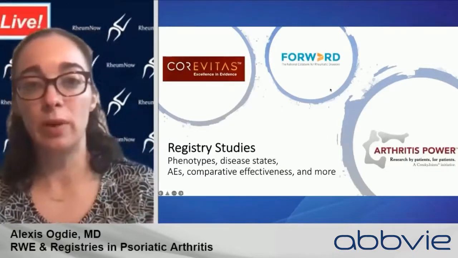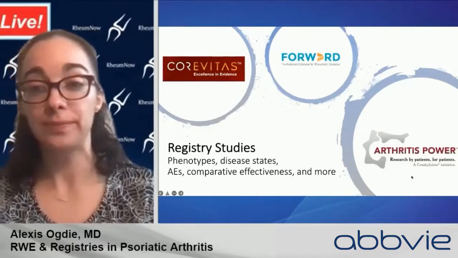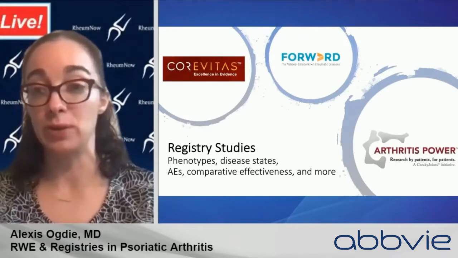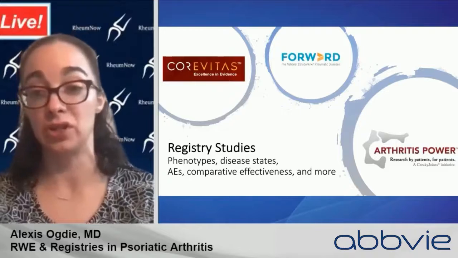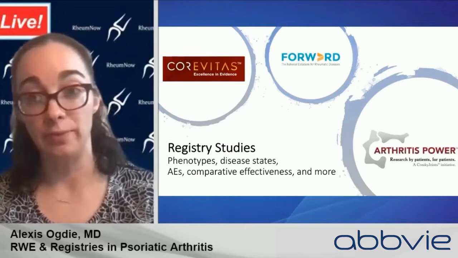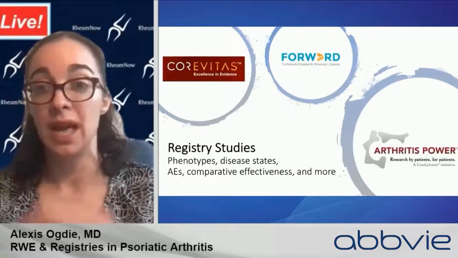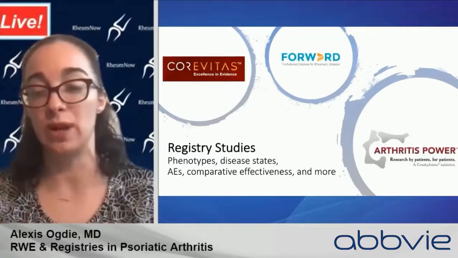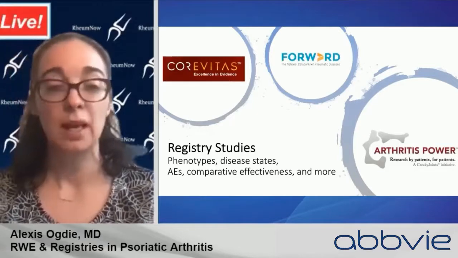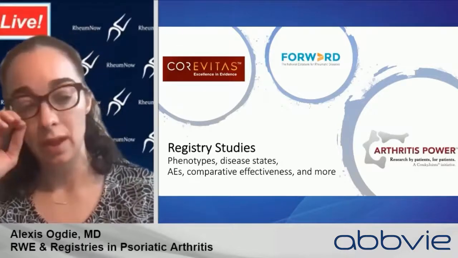In addition to Forward, which is really a patient-facing registry, there's also ArthritisPower. This is a great patient-facing registry for patients with inflammatory arthritis, fibromyalgia, and other conditions as well, including osteoarthritis. They have an app that is really great to use, even as a clinician, to have patients bring in their patient-reported outcomes and track their medication. There are features in the ArthritisPower registry that are really helpful for patients in managing their disease, but it's also a great way to do other patient-oriented research.